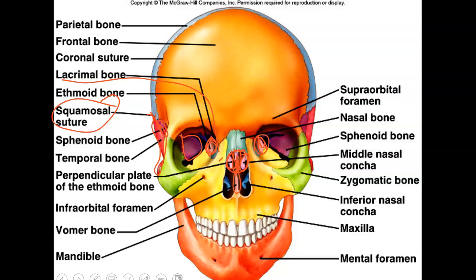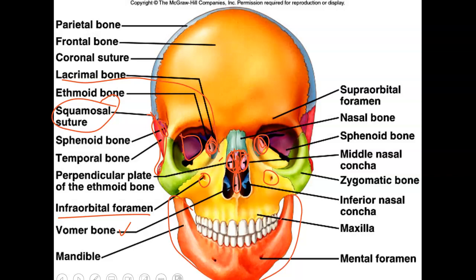Coming on down, we have our infraorbital foramen. Infra means below, it's a foramen, it's a hole. So you see that on each side there. It's actually found in the maxilla bone, which is the upper lip bone. We talked about the vomer, and then the mandible, which is going to be your jawbone.